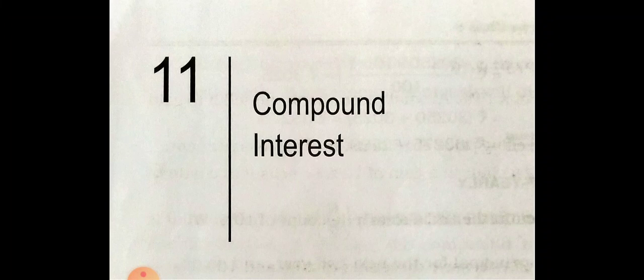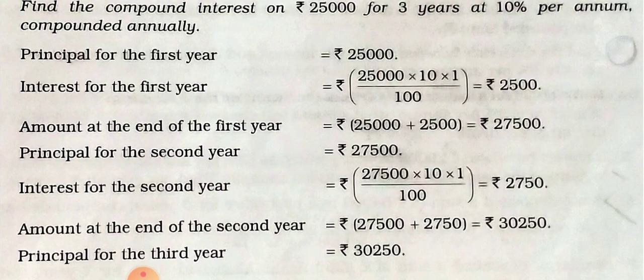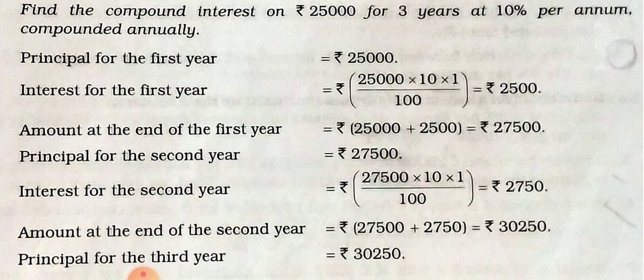Now let's start compound interest by solving a few problems. So this is my first question, in order to calculate compound interest when interest is compounded annually. Annually means per year. So let's see the question. The question is: find the compound interest on 25,000 for 3 years at 10% per annum compounded annually.